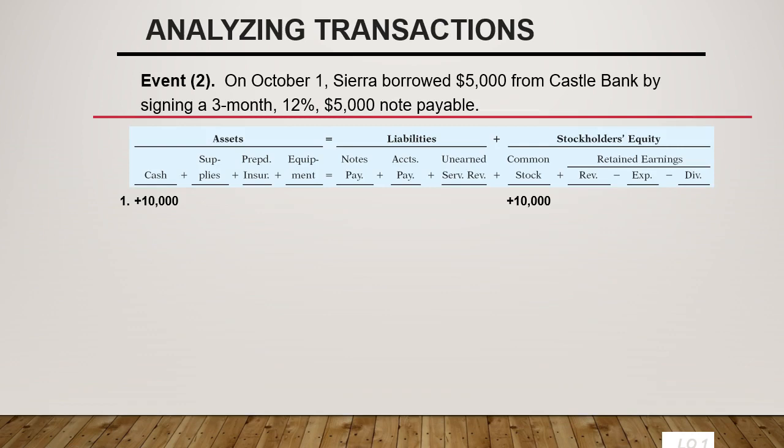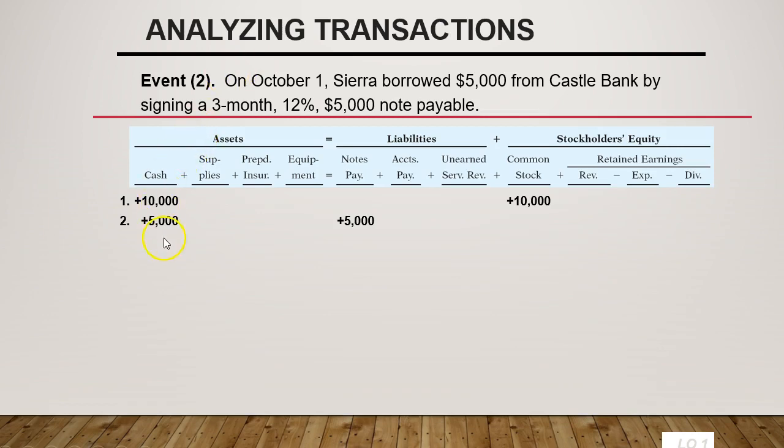So once again, your job is to analyze this transaction. You determine which accounts are involved, whether the accounts are increasing or decreasing, and which category the accounts fall under. So we borrow money, therefore cash increased by $5,000. But because we borrowed the money, our liabilities, more specifically notes payable, also increased by $5,000. So the transaction itself is in balance, but the accounting equation is also in balance.